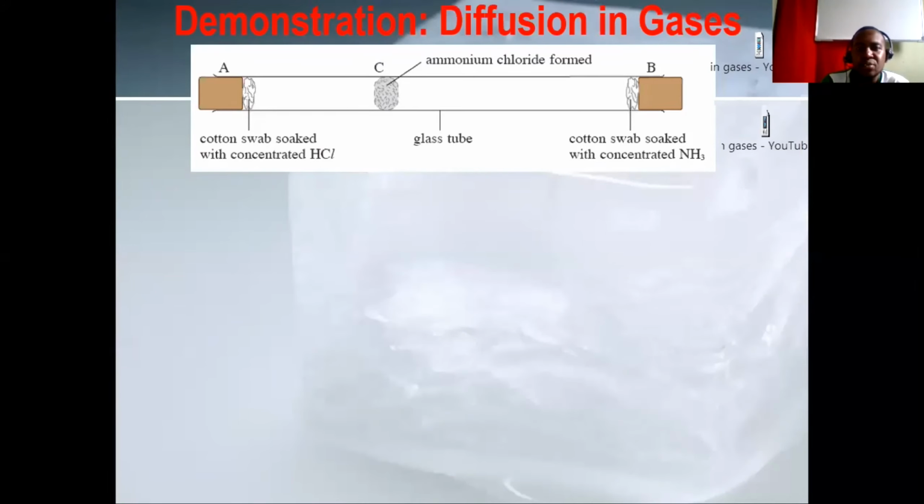So at C there, that's where the gas will be produced. Now, if you notice, the gas is produced closer to where the hydrochloric acid is. Anyone knows why the gas is produced closer to hydrochloric acid and not in the center or closer to ammonia? Do the particles of ammonia move faster than those of hydrogen chloride? All right, so ammonia moves faster than hydrogen chloride. But why is that the case? Anyone knows why?